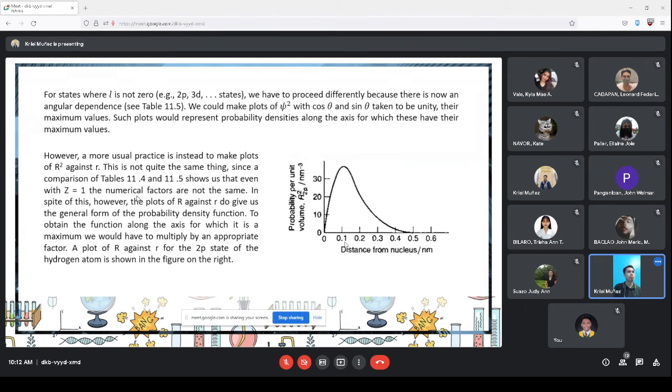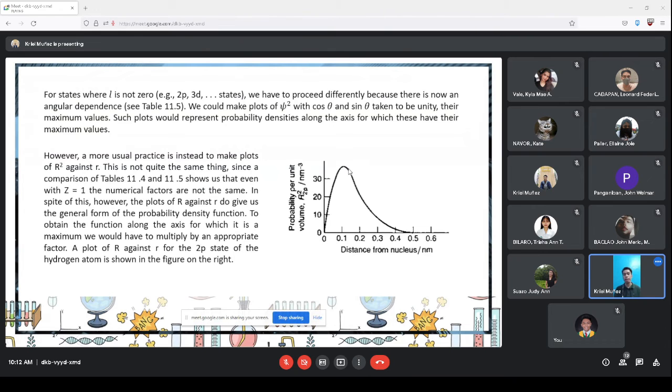So for you to be able to give the real orientation in 3D space, you just have to calculate for the multiplier, which would definitely have an angular dependence. So a plot of the wave function R against the coordinate r for the 2p state of the hydrogen atom is shown in this figure. So as you can see, kamukha lang din siya nung iba, right? As if spherical siya. So yeah, I mean yung distance from the nucleus.